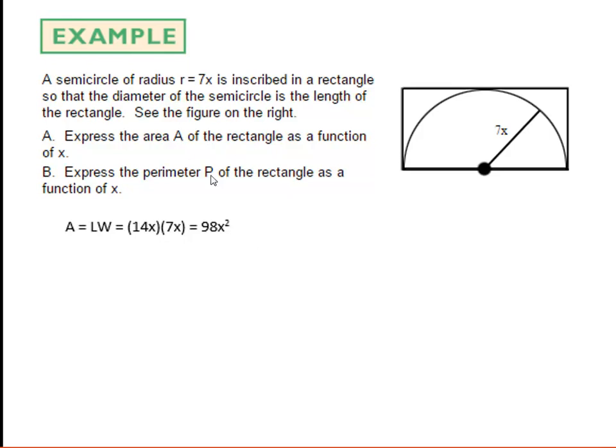Now, when we're asked to do the perimeter, keep in mind what perimeter is. Perimeter is the distance around the figure. So I'm finding the perimeter of the rectangle. I'm going to have the length twice. I got two lengths, and then I got the width twice. I got two widths, right? So my perimeter is 2 lengths plus 2 widths. And then for this particular scenario, that's 2 times 14x plus 2 times 7x, which is going to give me 42x.